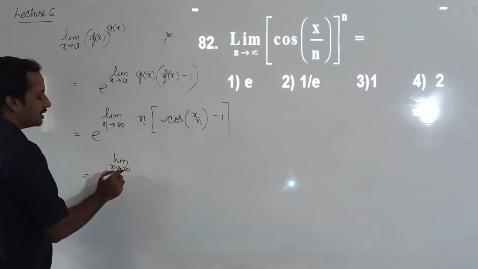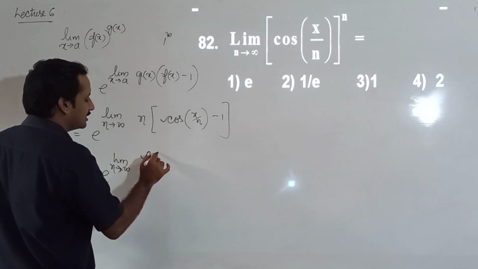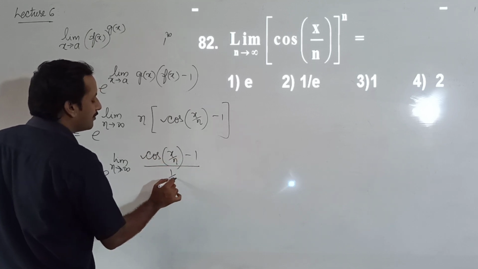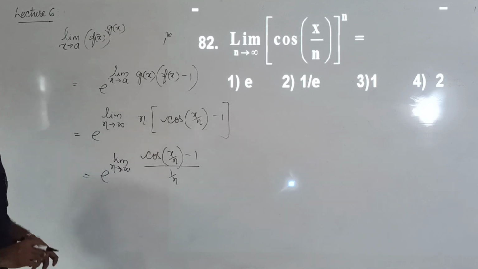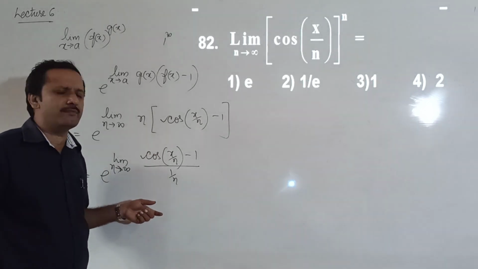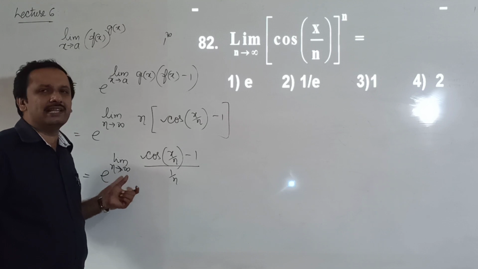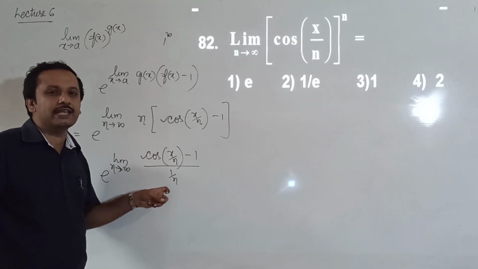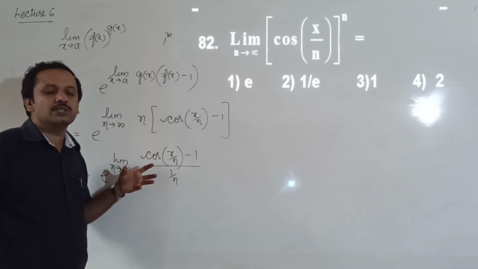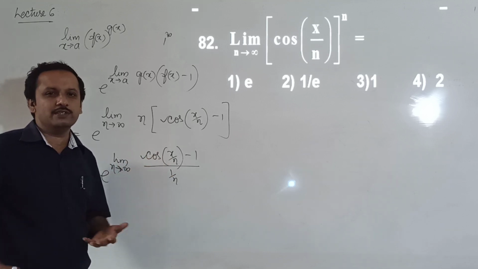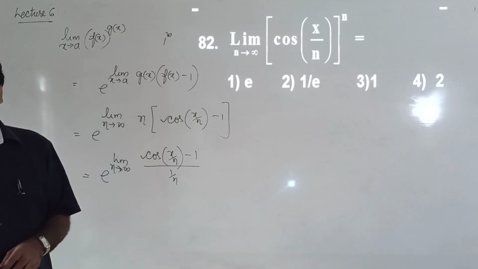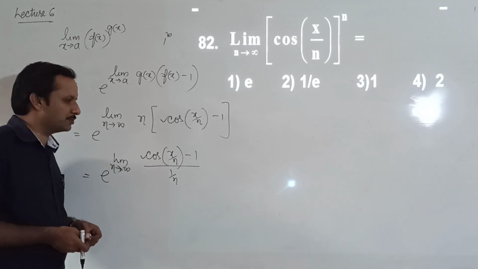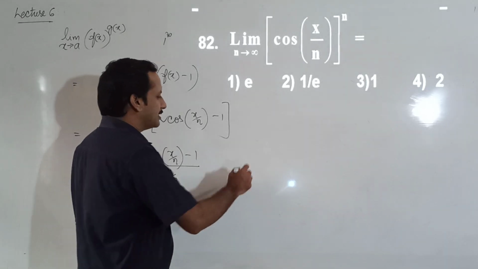I will take this n to the denominator. I will write it like this. Cos x by n minus 1 divided by 1 by n. This n I am taking to the denominator. When it goes to the denominator, it will become 1 by n. So now if we apply the limit, cos 0 is 1, 1 minus 1, 0. Denominator, n is tending to infinity, therefore 1 by n will tend to 0. So this is of the form 0 by 0. When you say 0 by 0, what comes to your mind? Yes, you are right, exactly, that is L'Hospital's rule. Okay, use L'Hospital's rule here.